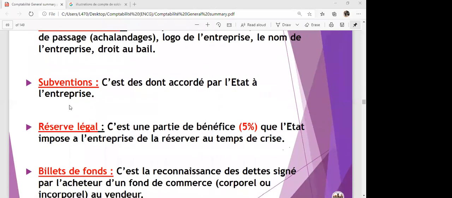And thirdly, we have la réserve légale. It reads, c'est une partie des bénéfices que l'État impose à l'entreprise de la réserver au temps de crise. I'm going to define it in terms of a bank. La réserve légale in a bank is an amount of money which a bank should always have, a certain amount which is blocked.